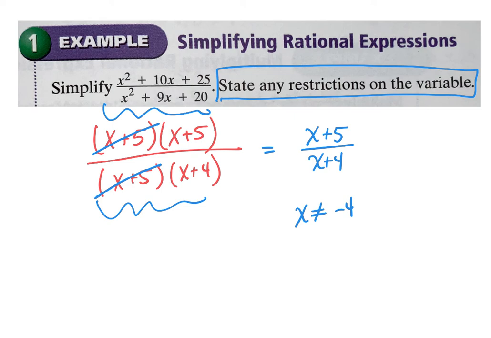All right. So something else I do. So they say simplify and state any restrictions. I would figure out my restrictions before I simplified. Okay. I would factor it, figure out my restrictions, and then cancel out anything. What's one more restriction this actually has on it? It can also not be negative 5. Those are my restrictions. So this is my entire answer right here.